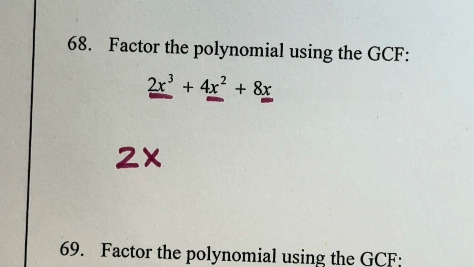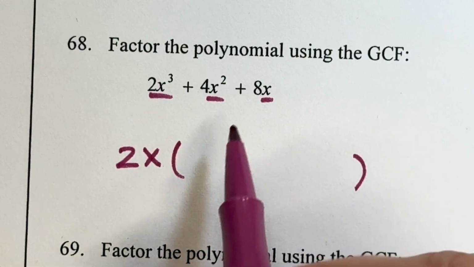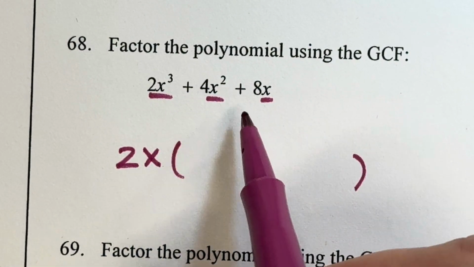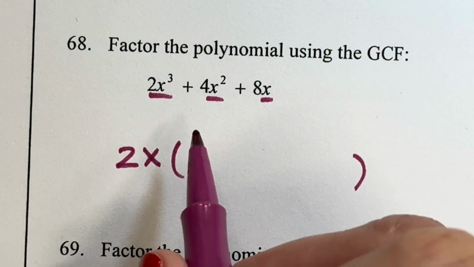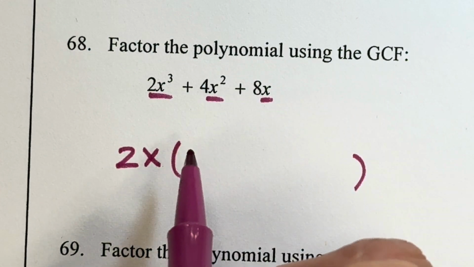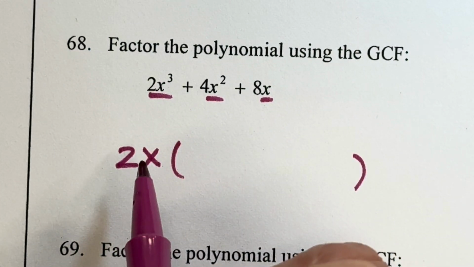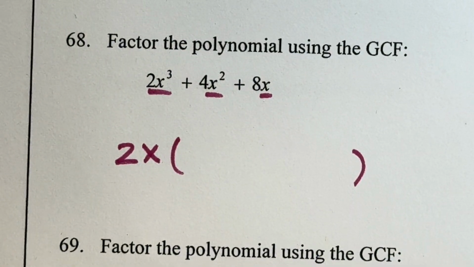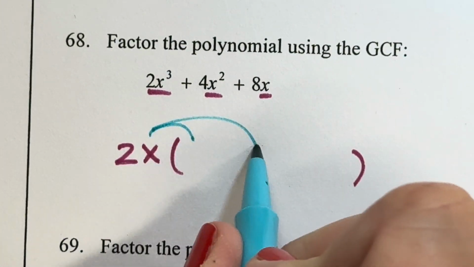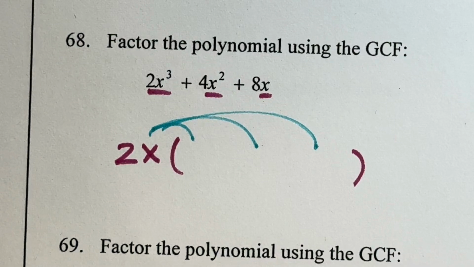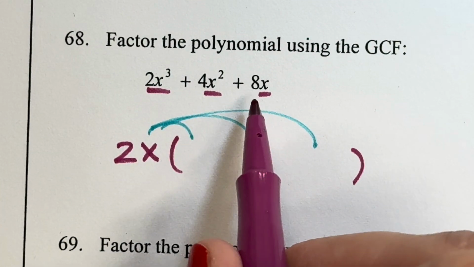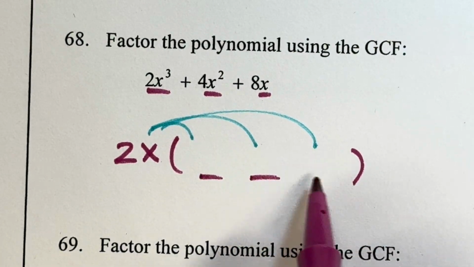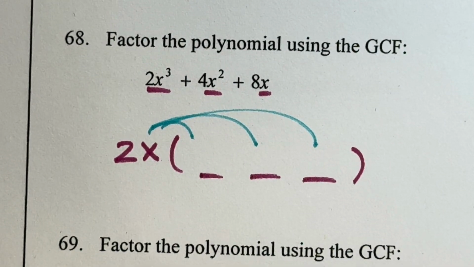When I am trying to rewrite this, though, I'm factoring this polynomial, so I'm going to rewrite it like a multiplication problem. When we do the greatest common factor, we write that term on the outside of the parentheses so it can distribute back in. So we could undo this. This original polynomial has 3 terms, so inside the parentheses I need 3 terms.